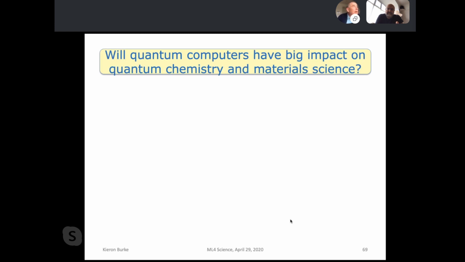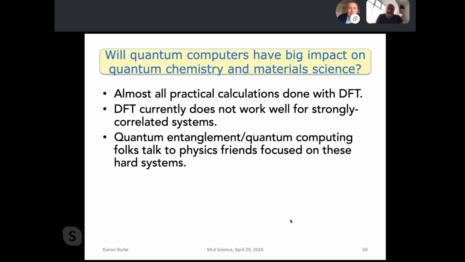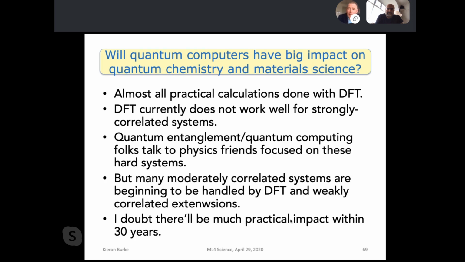Okay, and the last thing I'll mention is that a few years ago, I was getting a lot of hype about quantum computers having big impact on quantum chemistry and material science. And the bottom line is, I would say, it won't happen within the next 30 years. It will have some impact because there are strongly correlated problems that we need solutions to. Most problems in chemistry are not strongly correlated.